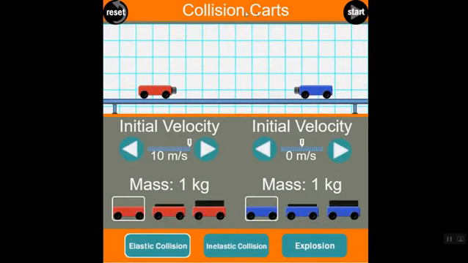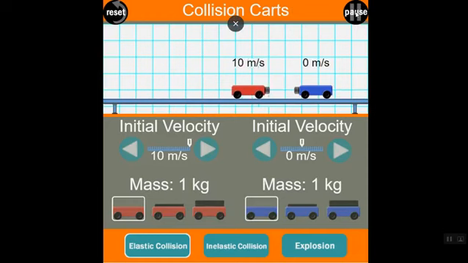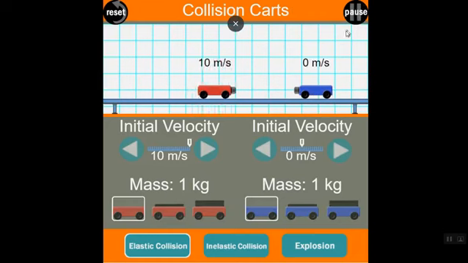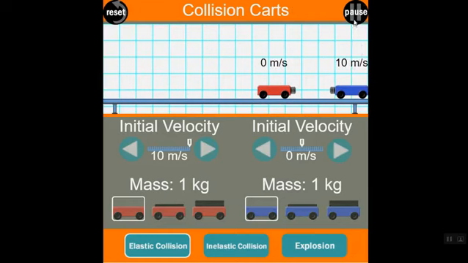Okay? Some of you might have been thinking, what happens to the blue car then? Do we realize that the blue car also has a change in momentum from 0 to 10? So let's investigate this.